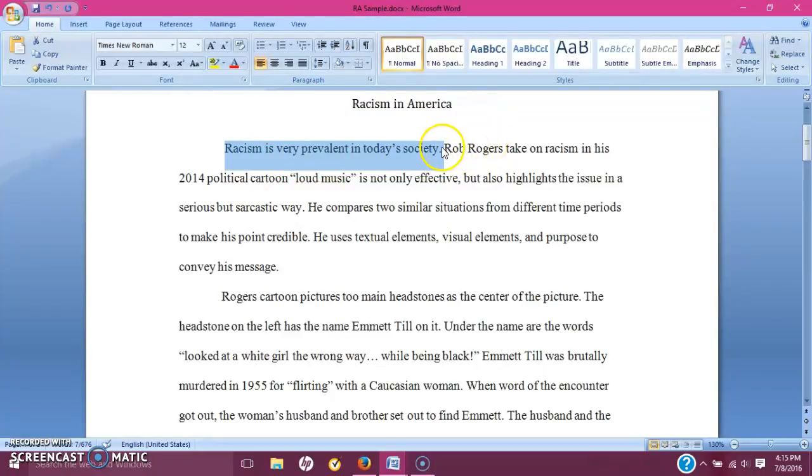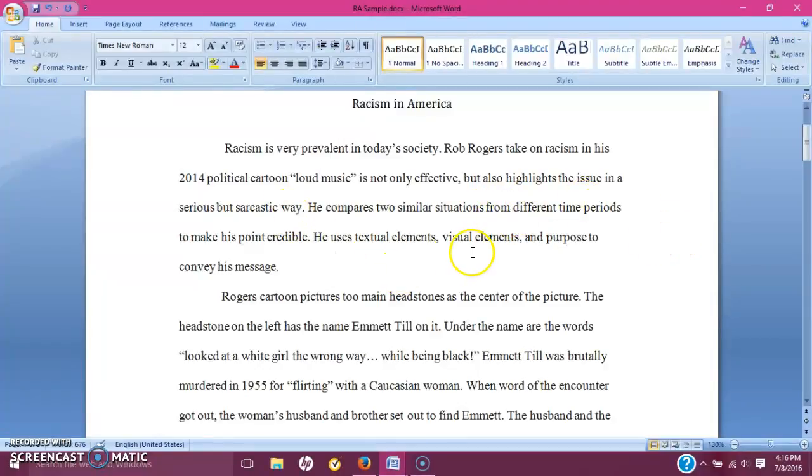Rob Rogers, so we have a name, takes on racism in his 2014 political cartoon Loud Music, so these need to be capitalized, the L and the M. It's not only effective, but also highlights the issue in a serious but sarcastic way. So that's not too bad of a thesis statement, but in terms of an entire introduction and also the polished elements, it doesn't inform the reader too much of what to expect in the paper. He compares two similar situations from different time periods to make his point credible. Okay, I don't know what the similar situations are. I don't know what the time periods are.